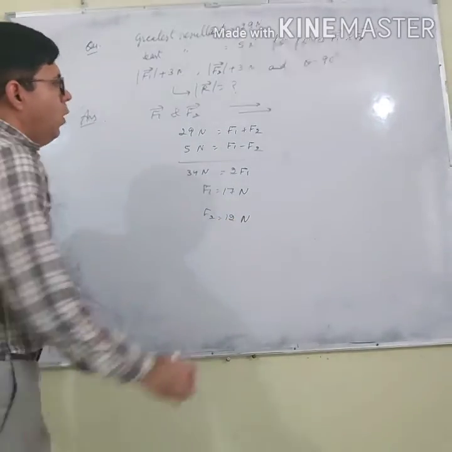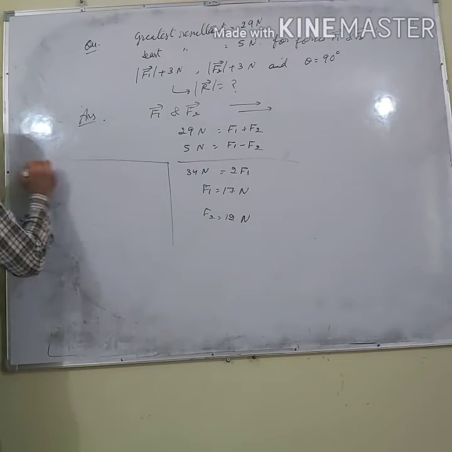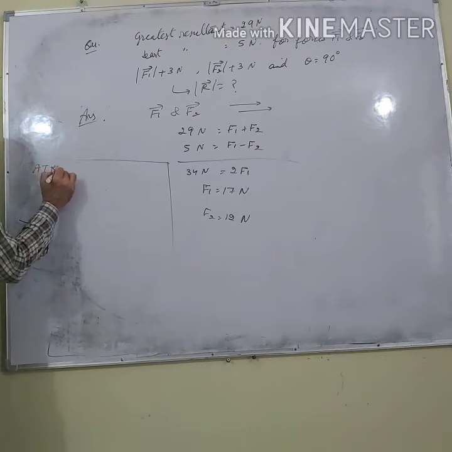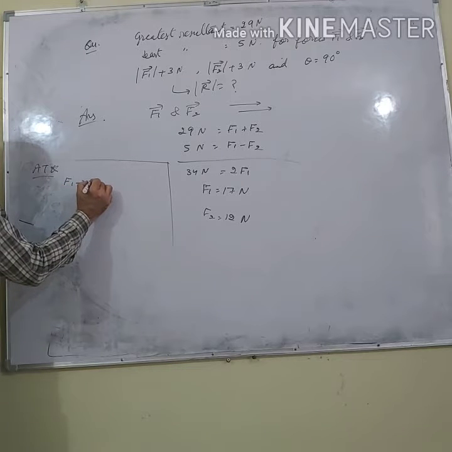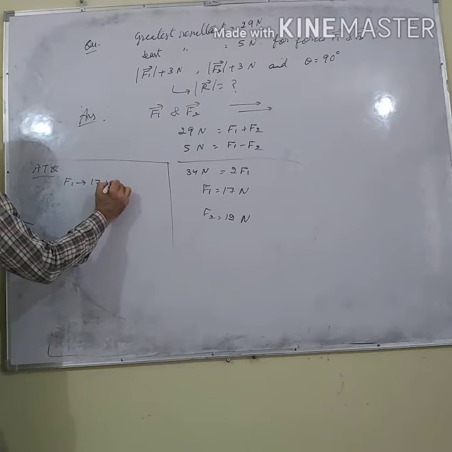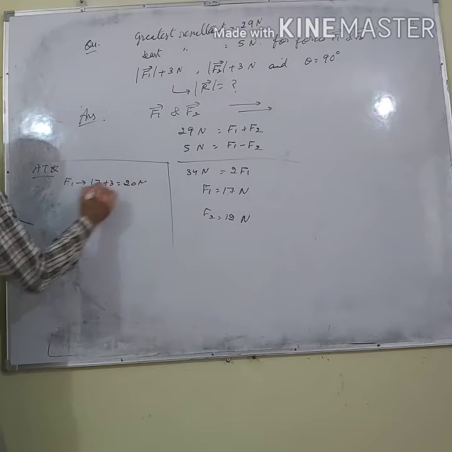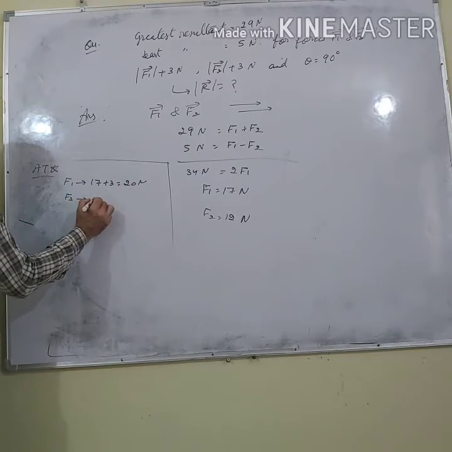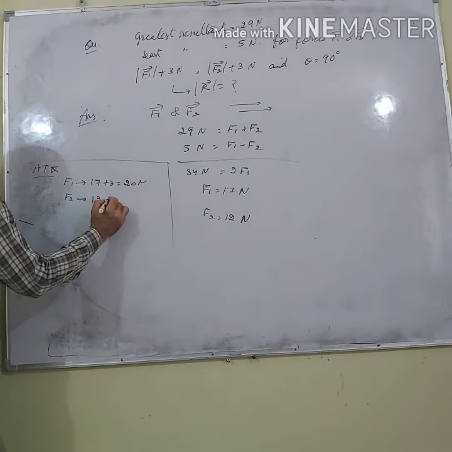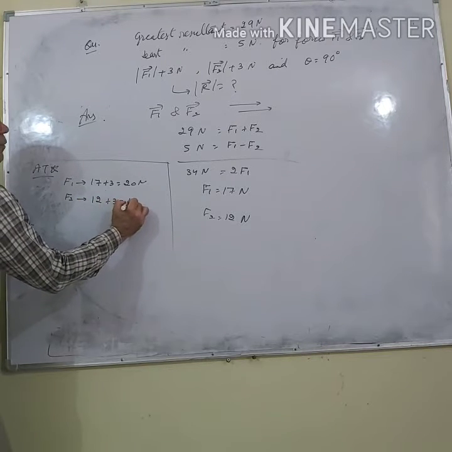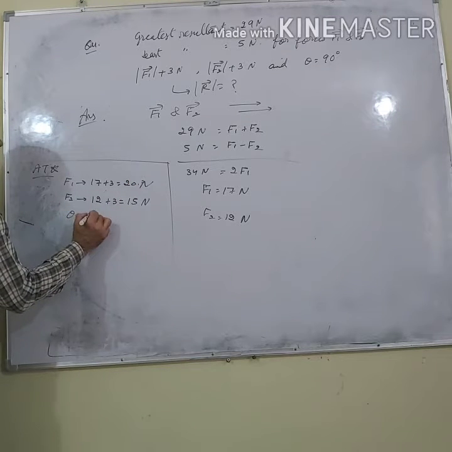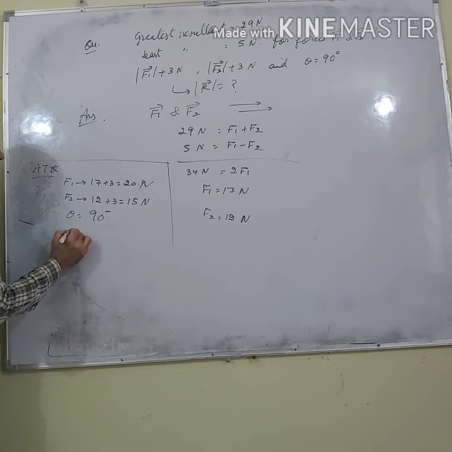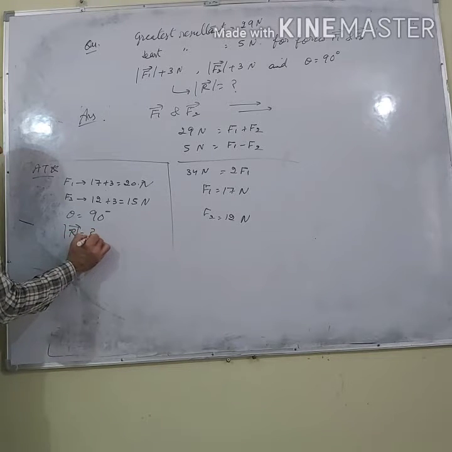Now, according to the question, F1 is increased by 3. So F1 will be 17 plus 3, 20 Newton. And F2 is increased by 3. So it will be 15 Newton and theta is 90 degree. Calculate the magnitude of the resultant.